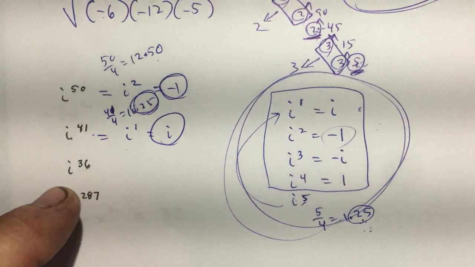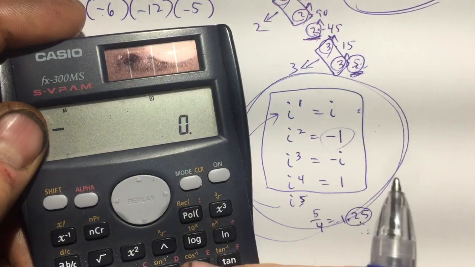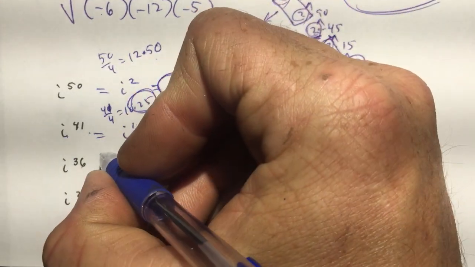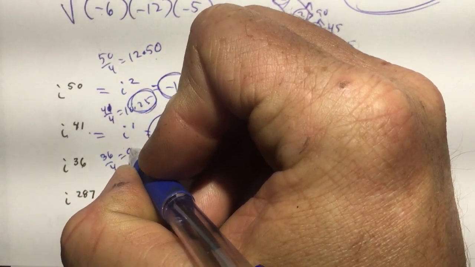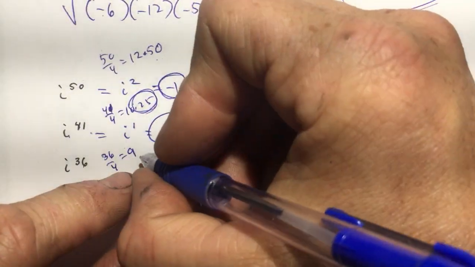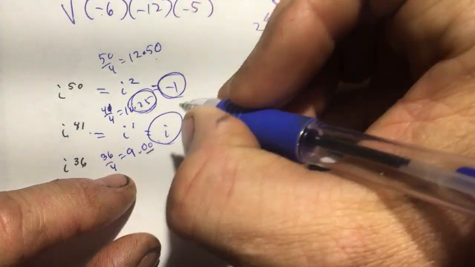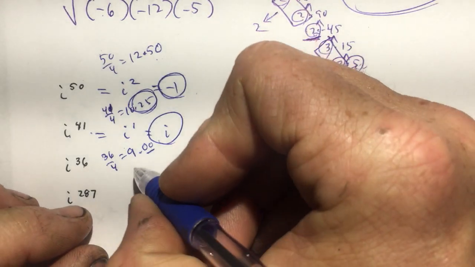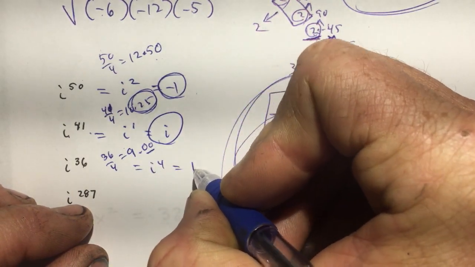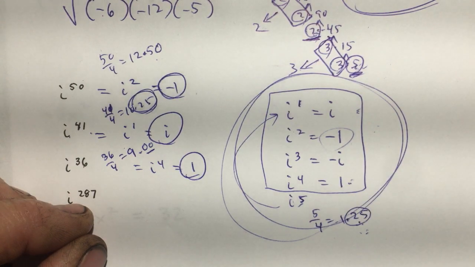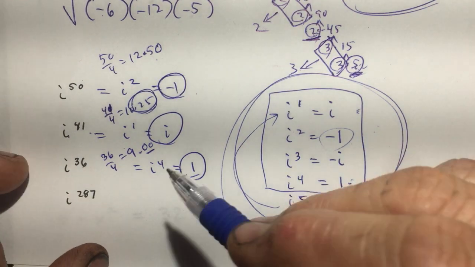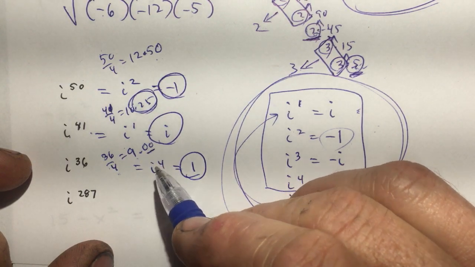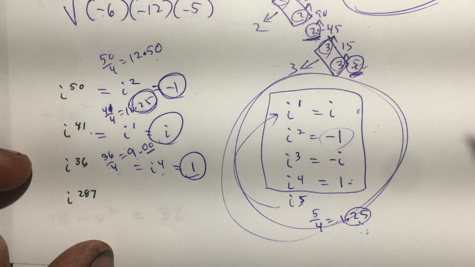What about i to 36? Okay. 36 divided by 4 is 9, which means we have no change here, which means we have 4 quarters, which made another $1. This is i to the 4th, which is 1. i to the 4th is 1. Again, when I do 36 divided by 4, it's 9 with no quarters, which means I've had 4 quarters and it made $1. Okay.